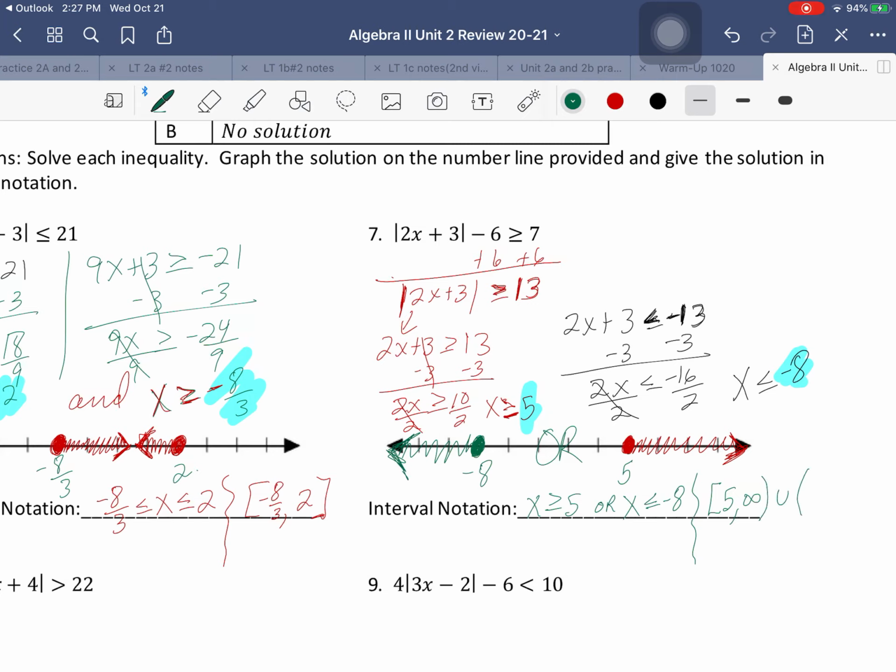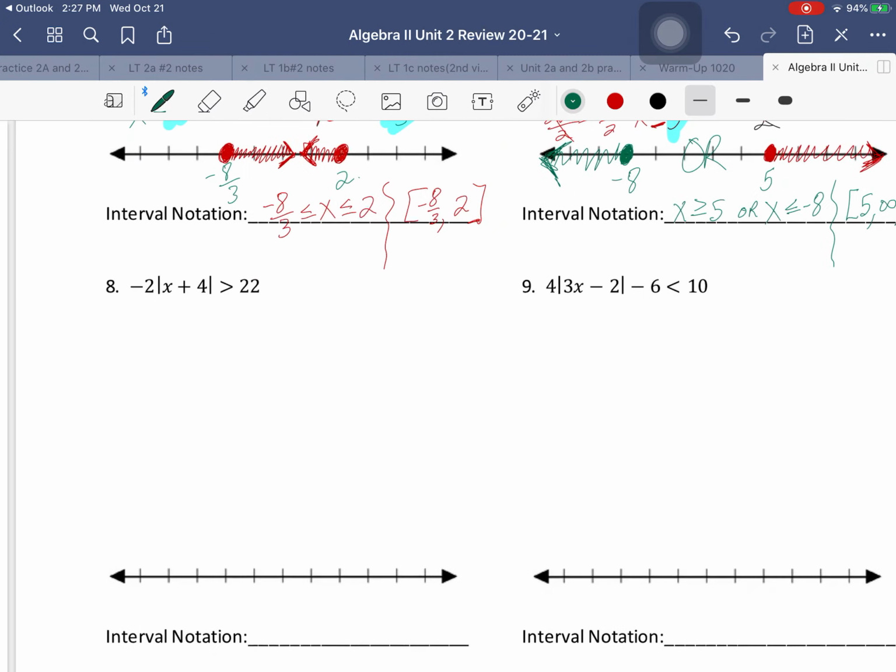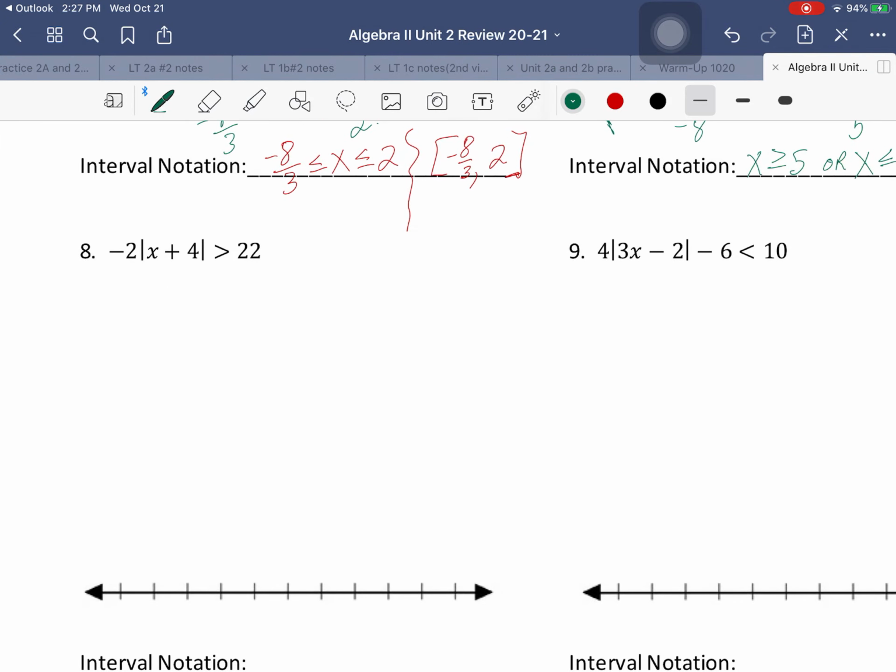Union, x is less, numbers that are less than -8 is -infinity to -8. Either way, it doesn't matter to me which way you write it. Moving on, number 8. So let's isolate the absolute value, so divide by -2. We're dividing by a negative, so we need to switch the inequality. And now we have the absolute value isolated.